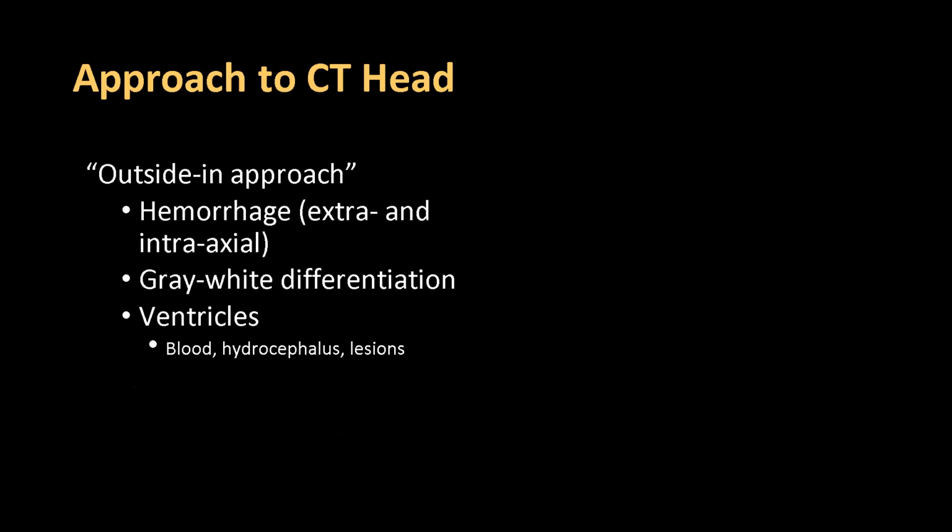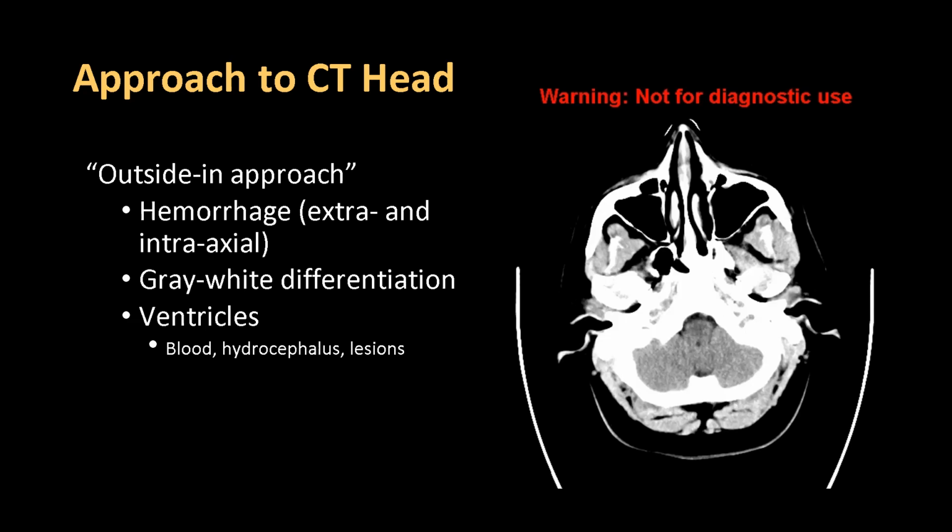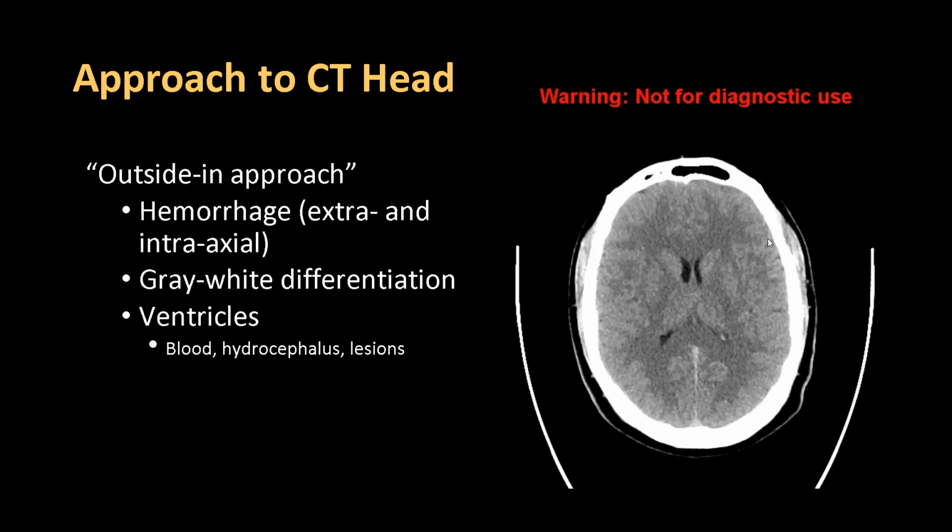Okay, so I've looked for hemorrhage, I've looked for stroke, then I would move more centrally in the brain and look at the ventricular system. I want to make sure there's no blood within the ventricles. I want to make sure that the ventricular system is normal in caliber with no evidence of increased pressure causing hydrocephalus. And I want to make sure there are no lesions within the ventricular system.